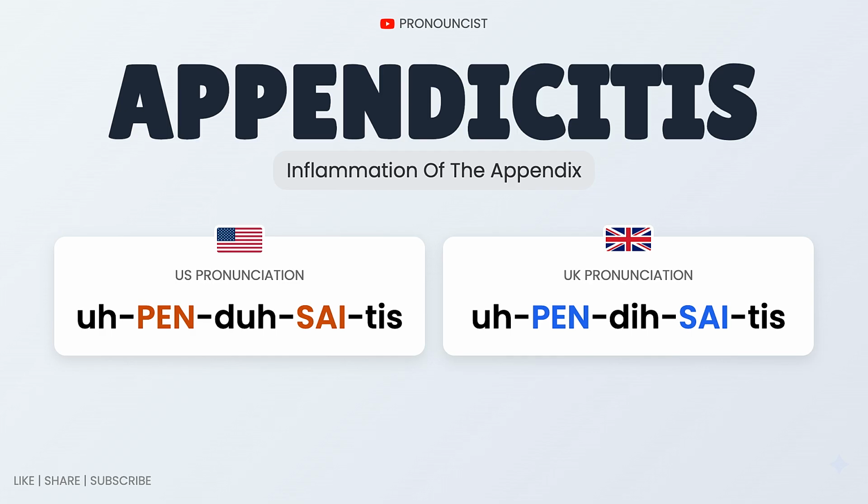Pen, sigh, tis, appendicitis. Pen, sigh, tis, appendicitis. Now, let's focus on British pronunciation of this word.